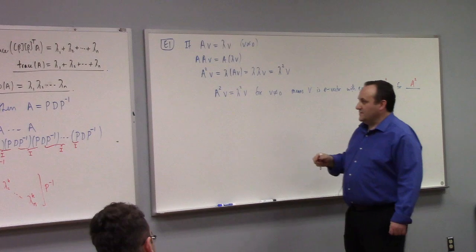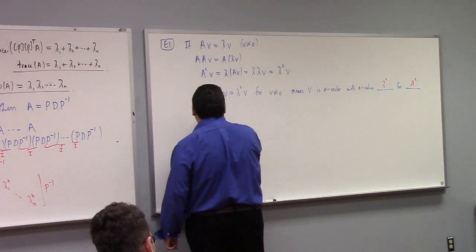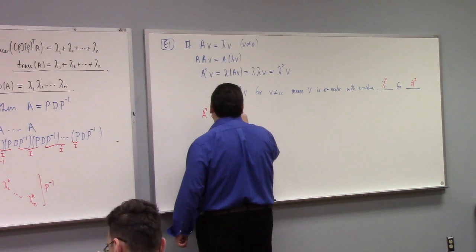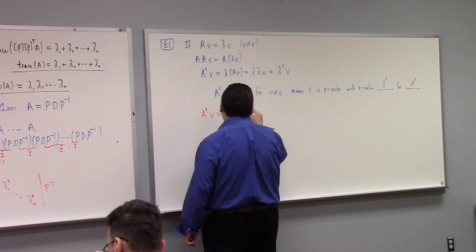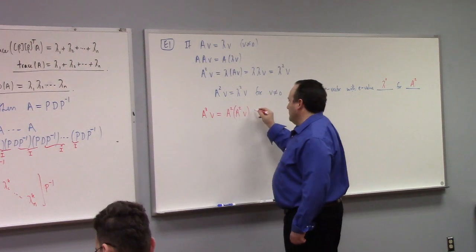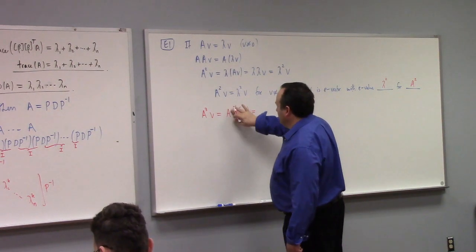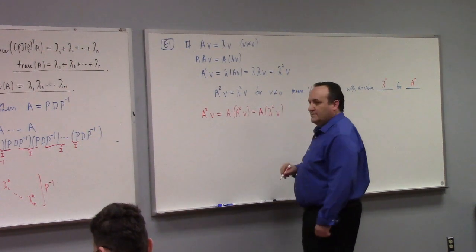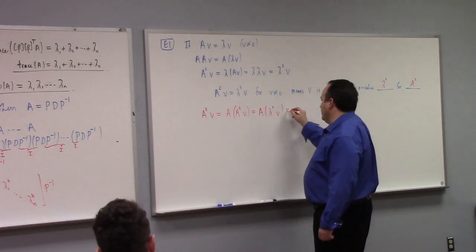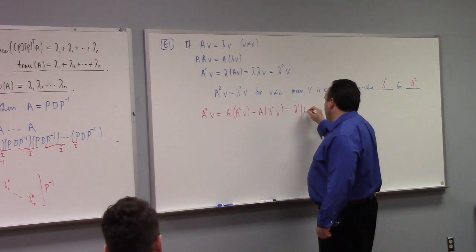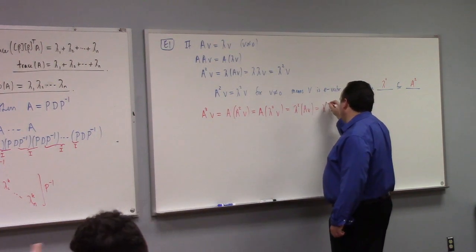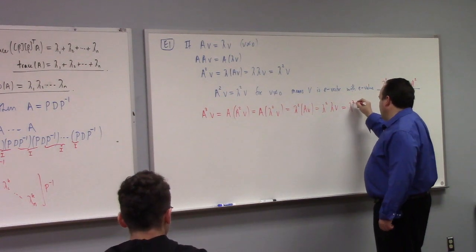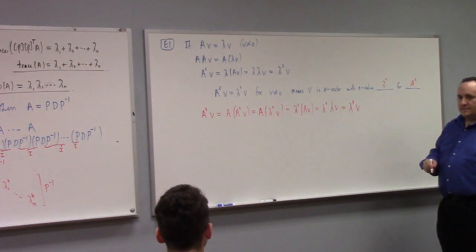What do you think happens if we multiply again? What's A cubed times V going to be equal to? A squared times A squared V, right? Which is, we just worked that out, right? Oh, excuse me, A times A squared V, which is A times lambda squared V, right? And we can pull the lambda squared out. We got AV, which gives us lambda squared times lambda V, which gives us lambda cubed V, right?